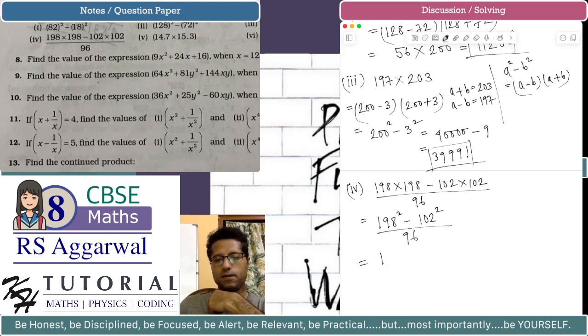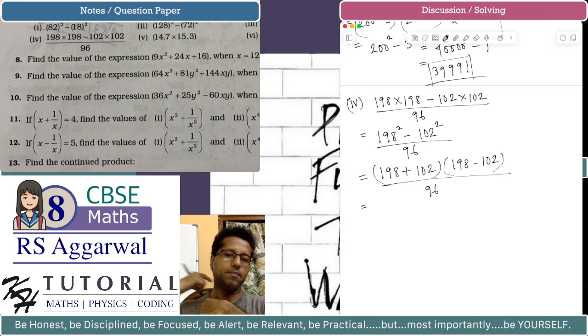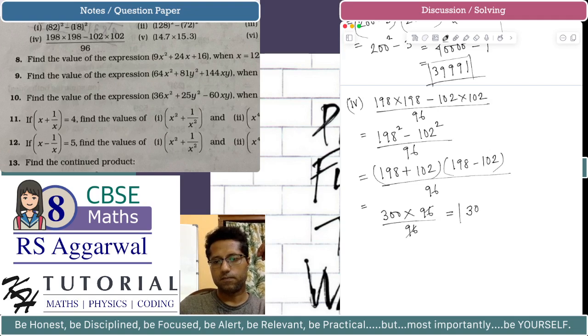So it will be a plus b multiplied by a minus b, and we have divided by 96. Now 198 plus 102 is 300, multiplied by 198 minus 102, which is 96, and we have divided by 96. So the answer is 300.